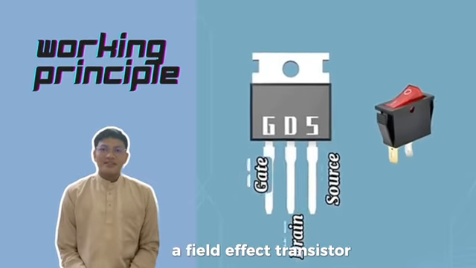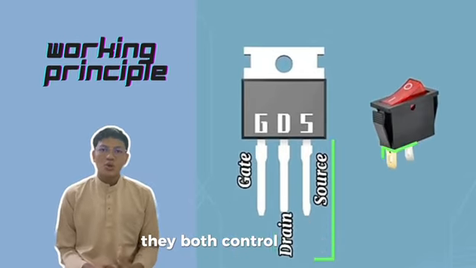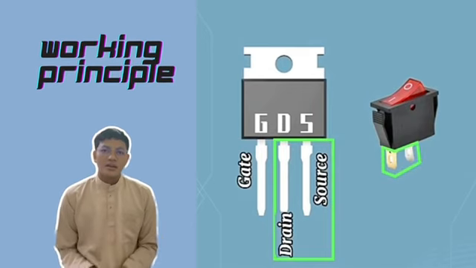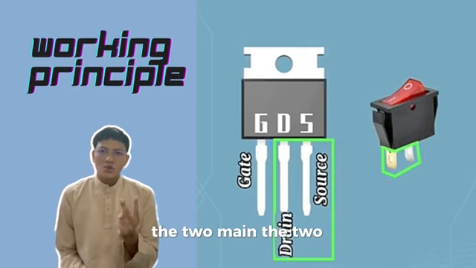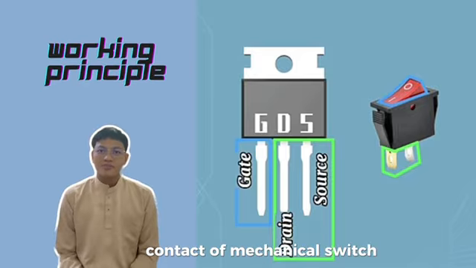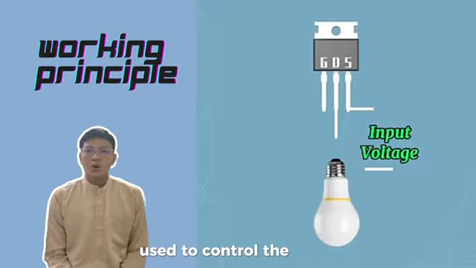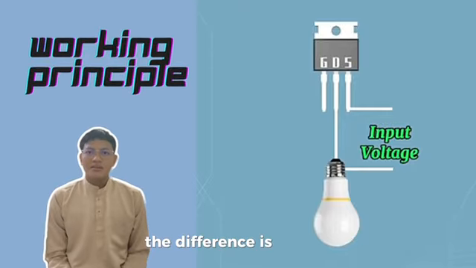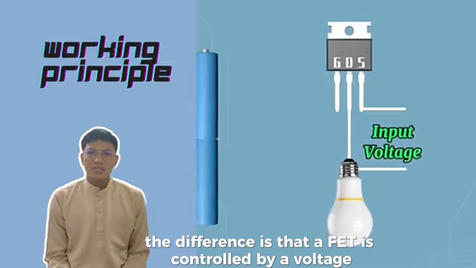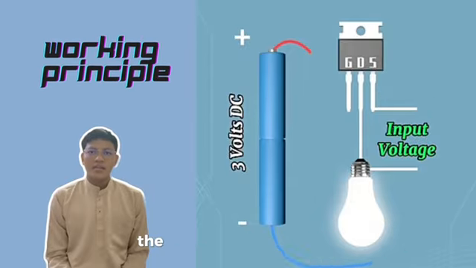A field effect transistor, FET, functions the same way as a mechanical switch. They both control the opening and closing of a circuit. The two main terminals of a FET are equivalent to the contacts of a mechanical switch, and the gate is like the button of a mechanical switch used to control the on-off state. The difference is that a FET is controlled by a voltage. When we apply a 3 volt voltage to the gate, the light turns on.